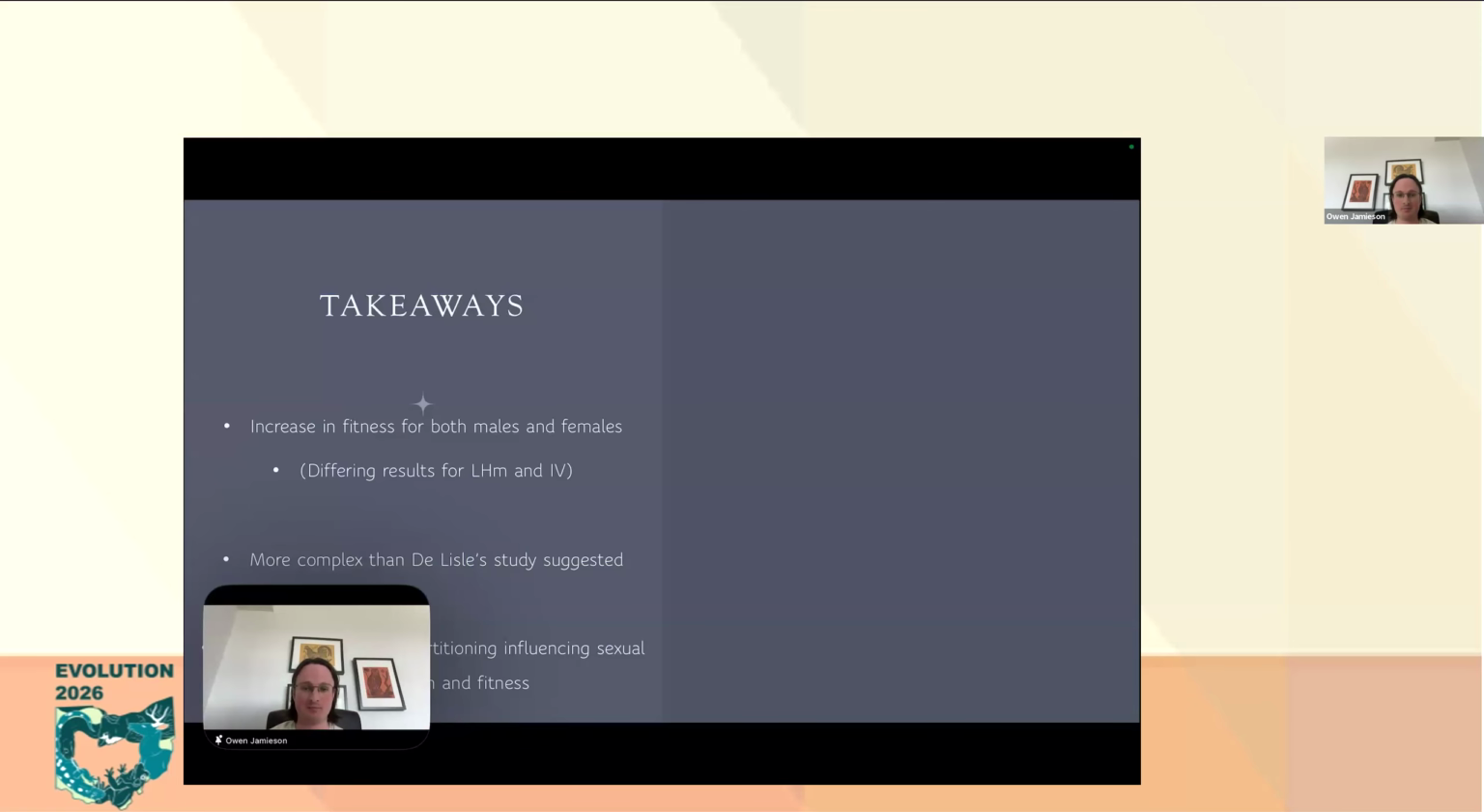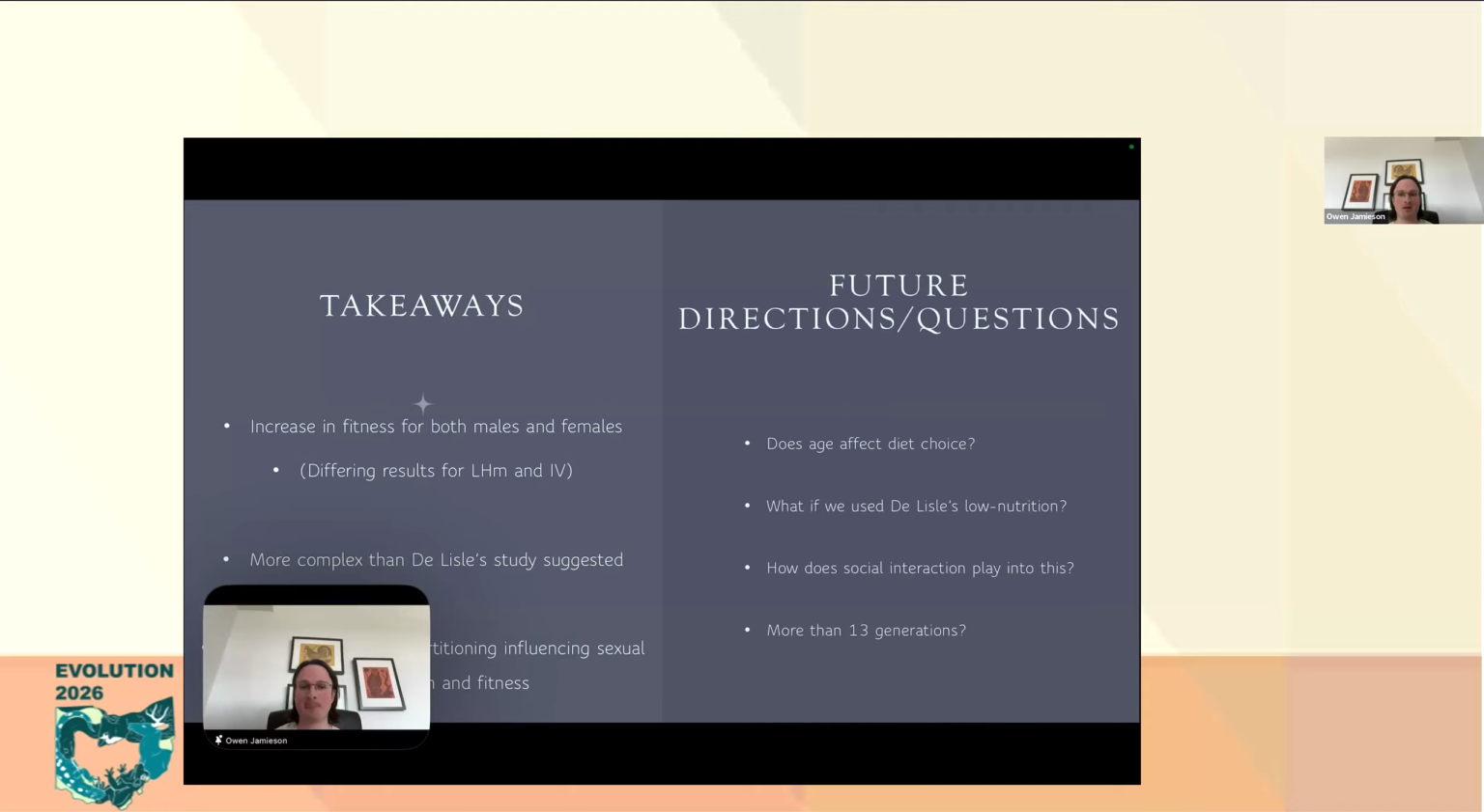Overall, we saw an increase in fitness for both males and females, but it was different for the LHMs and IVs, which is what we wanted. That's why we did the two different populations. We wanted to see the universality of this and how it affects different populations. So that was really interesting. This shows it's kind of more complex than what Dalal saw, where he saw that competition really affected this evolution. If we take that out, there's more factors than just competition that affect this. But it is some evidence for this diet partitioning influencing sexual dimorphism and fitness.